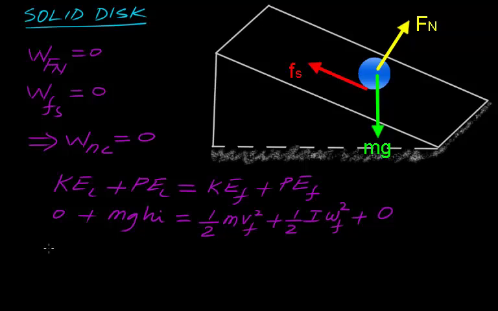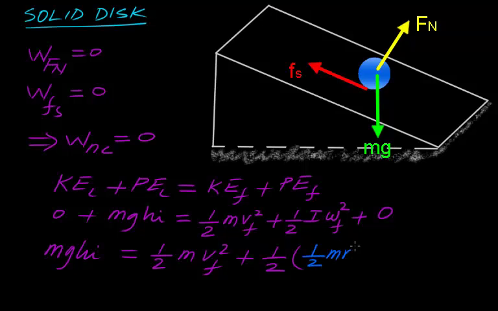The equation is going to be mgh initial equals 1/2 m v final squared plus 1/2 times I, which is the moment of inertia of the uniform disk, which equals 1/2 m r squared, times the angular velocity squared, which equals v final squared over r squared. Notice that the r squared terms are going to cancel out. The mass is a common factor, therefore it cancels out also.